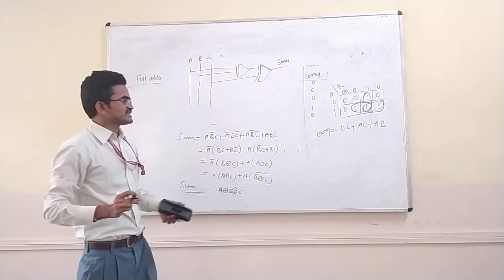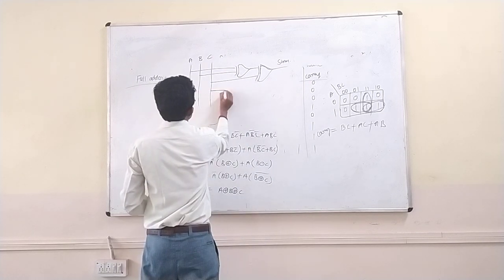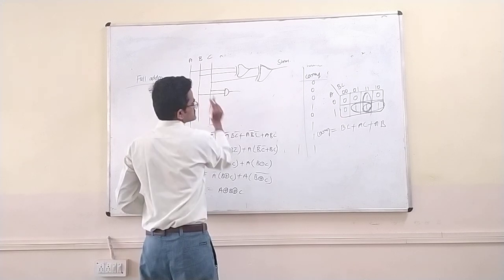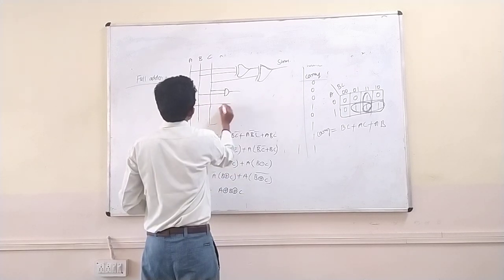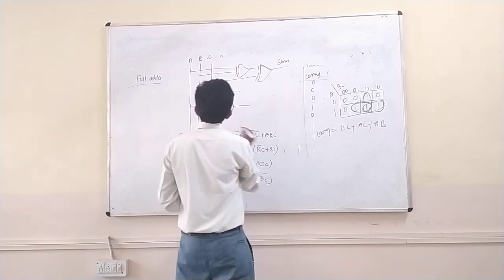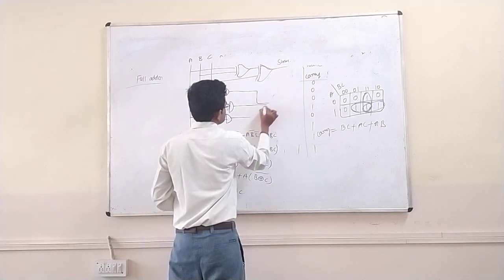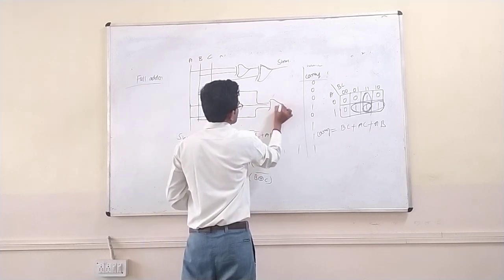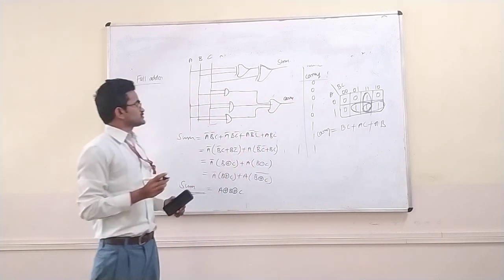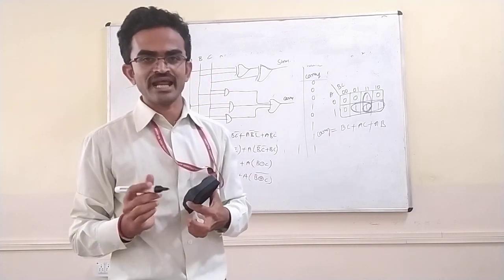Similarly, what is the carry expression? The carry expression is BC plus AC plus AB. First consider BC, use an AND gate. Next AC, this is A, C, AC, and AB. Just add them, use an OR gate. So this is the carry expression. So this entirely is called the logic diagram for a full adder.